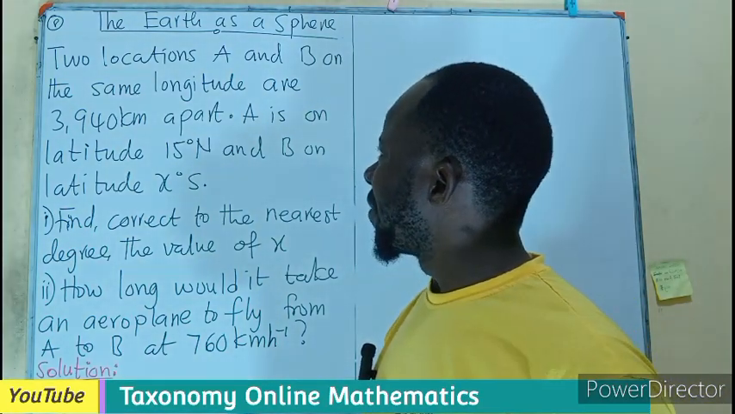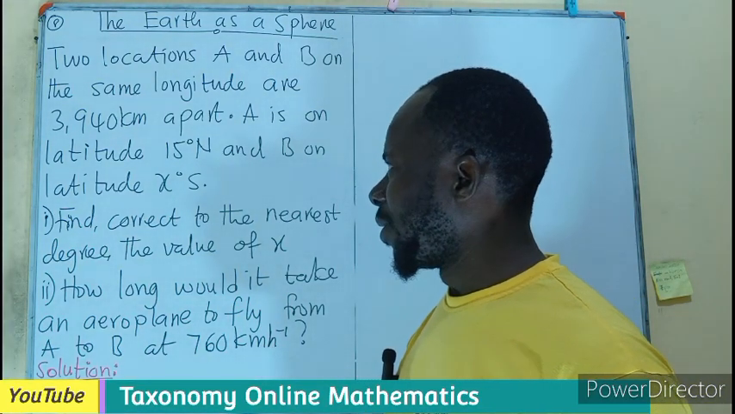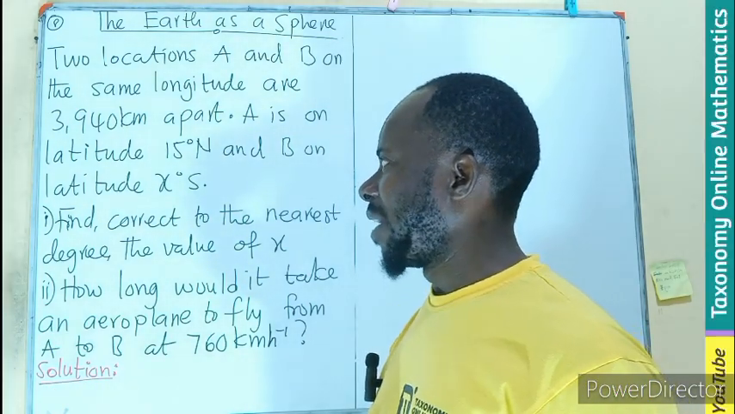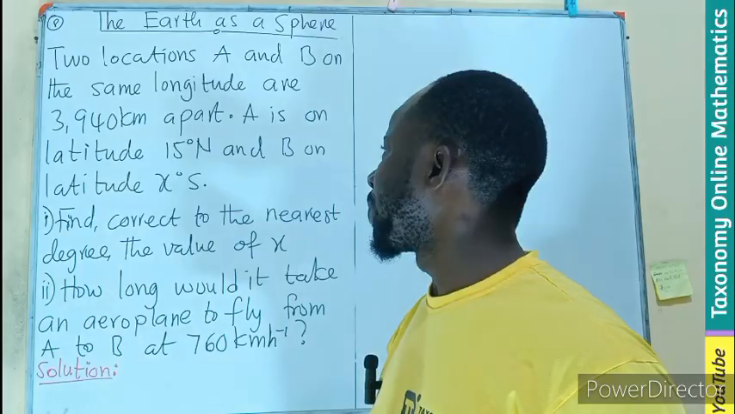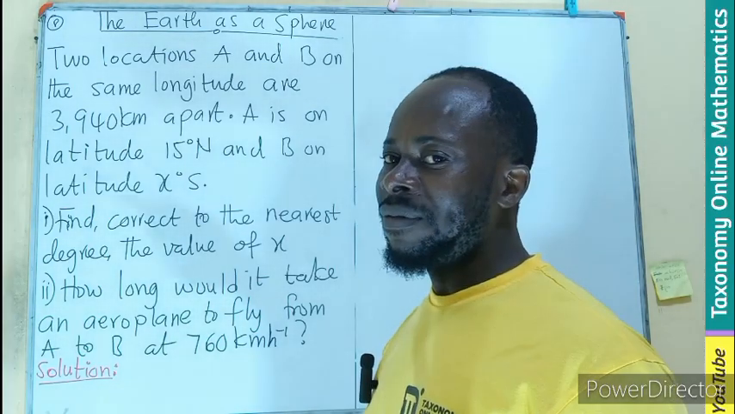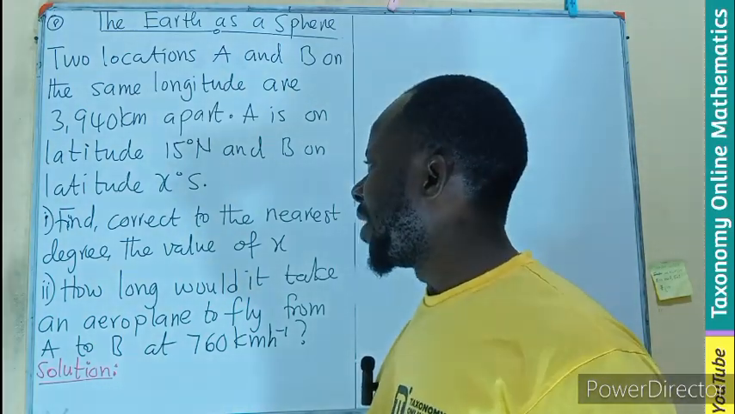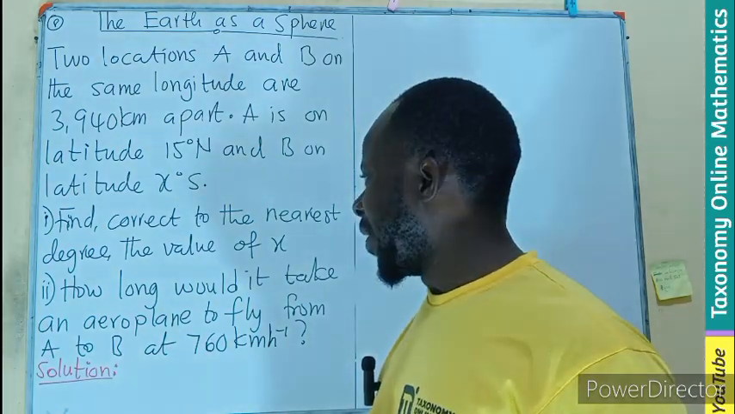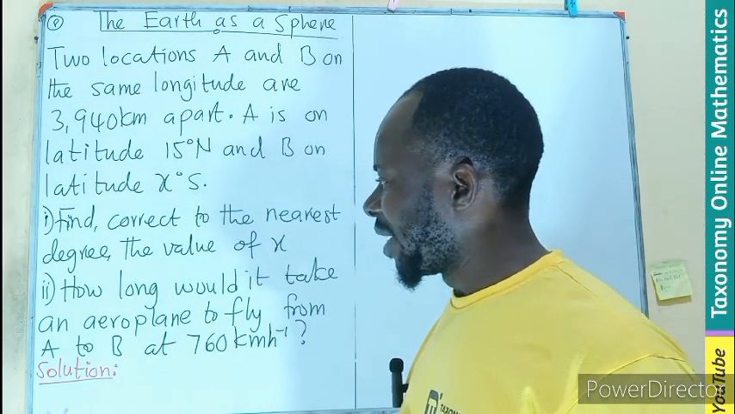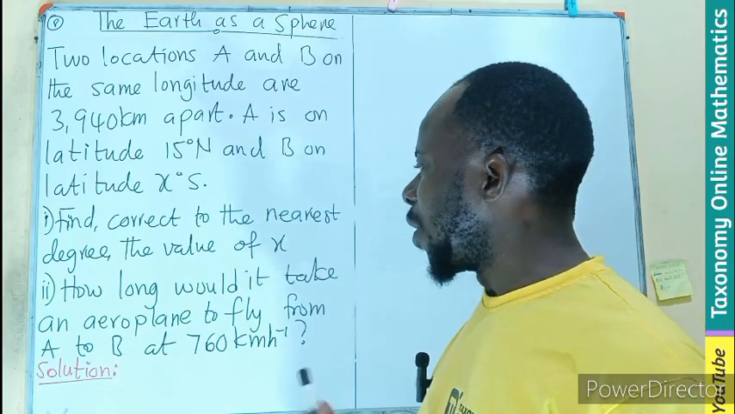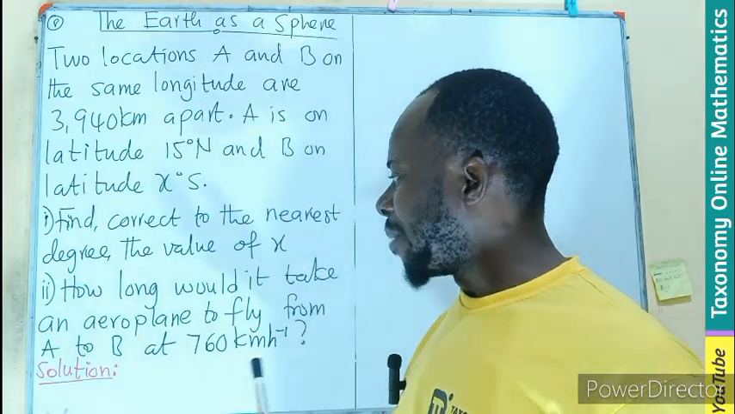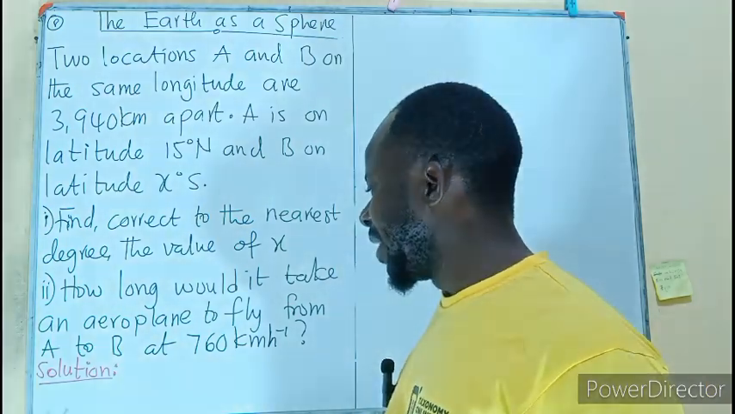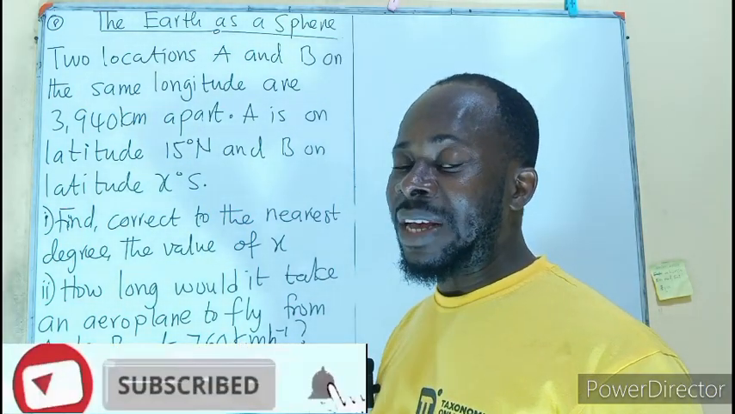Two locations A and B on the same longitude are 3,940 kilometers apart. A is on latitude 15 degrees north and B is on latitude X degrees south. We have to find the value of X to the nearest degree and find how long it will take an airplane to fly from A to B when the speed is 760 kilometers per hour.